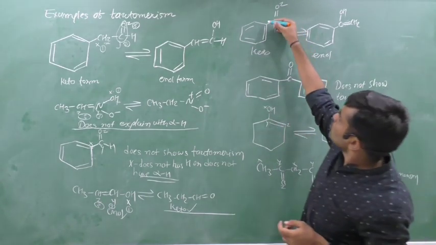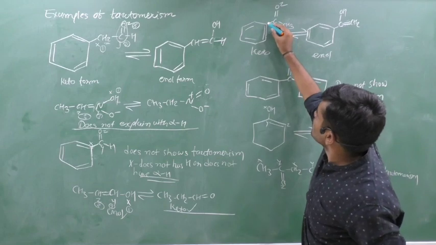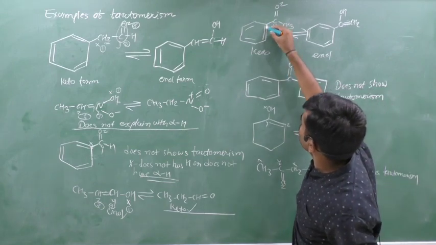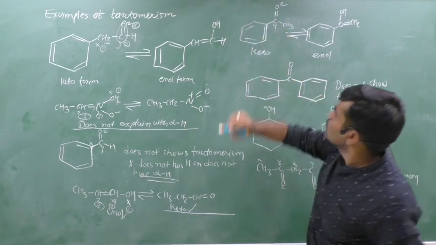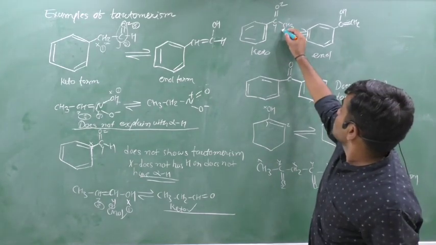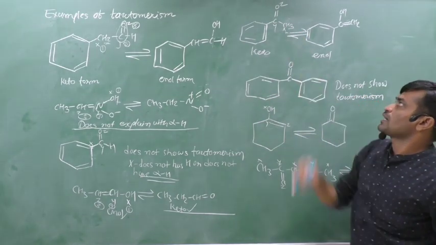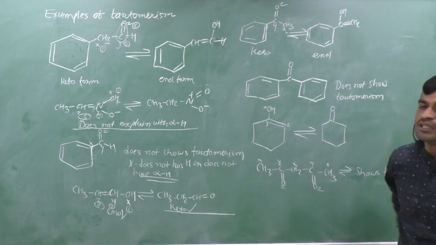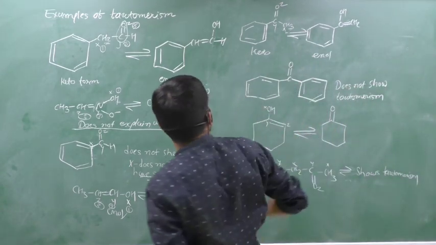Here we cannot take this carbon as X because this carbon has already satisfied 4 valency: 1, 2, 3 and 4. We can label this carbon as X because it can have hydrogen. Therefore, it shows the tautomerism.